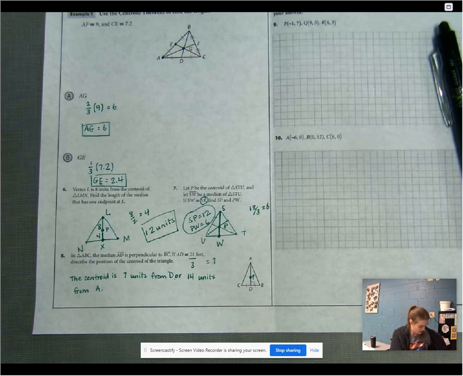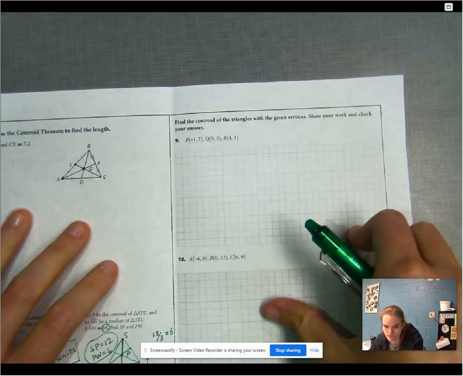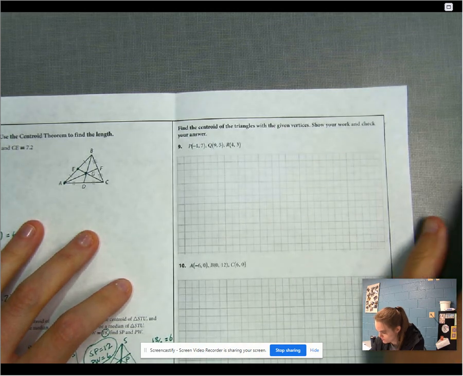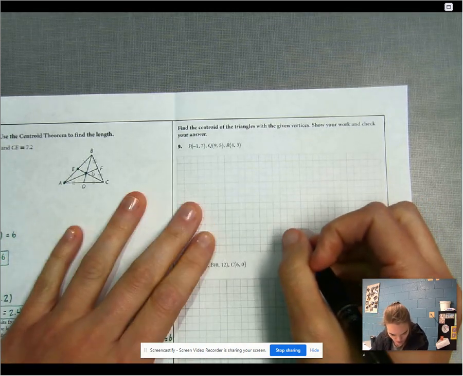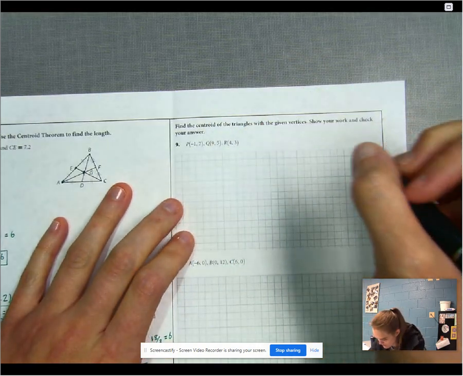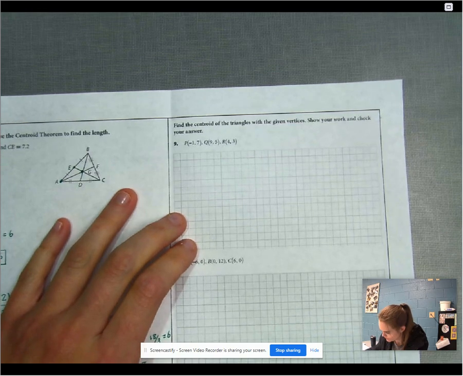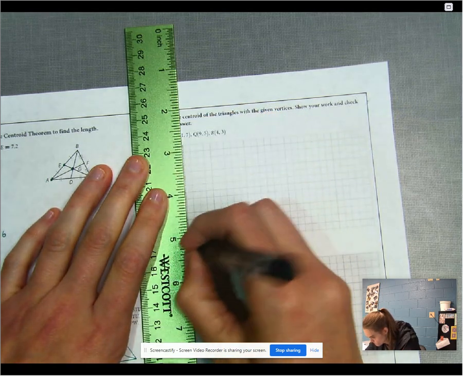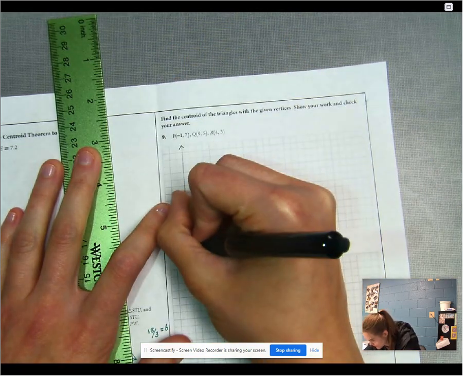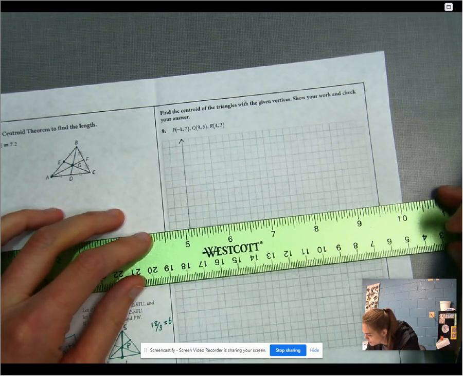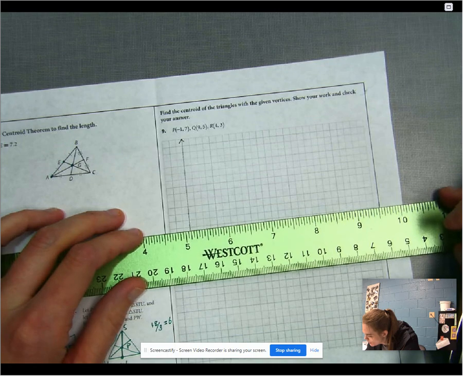Alright, let's look at 9 and 10. We're actually going to construct them now. Number 9. Find the centroid of the triangles with the given vertices. Show your work and check your answer. We're not going to check, we're just going to look here. Okay, P is (-1, 7). That means we're going to have to actually draw a thing first. We're going to have to draw a coordinate plane. Not sure we can go all the way to 7. We'll have to find that out. Yeah, we should be. Do we have negative y's? No.